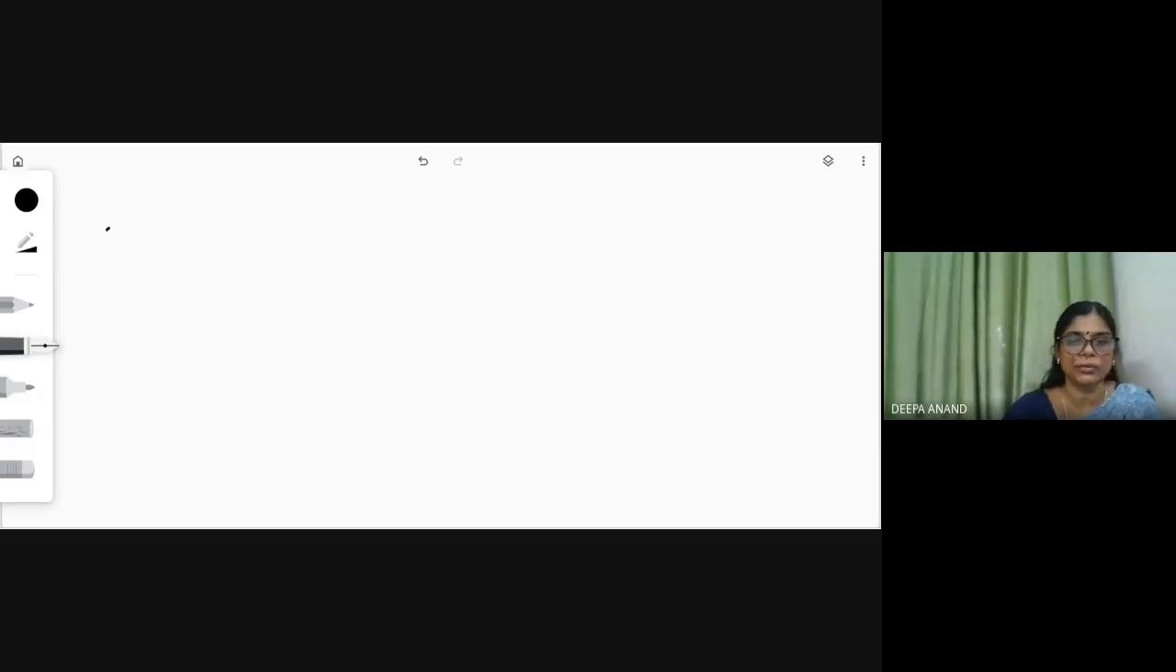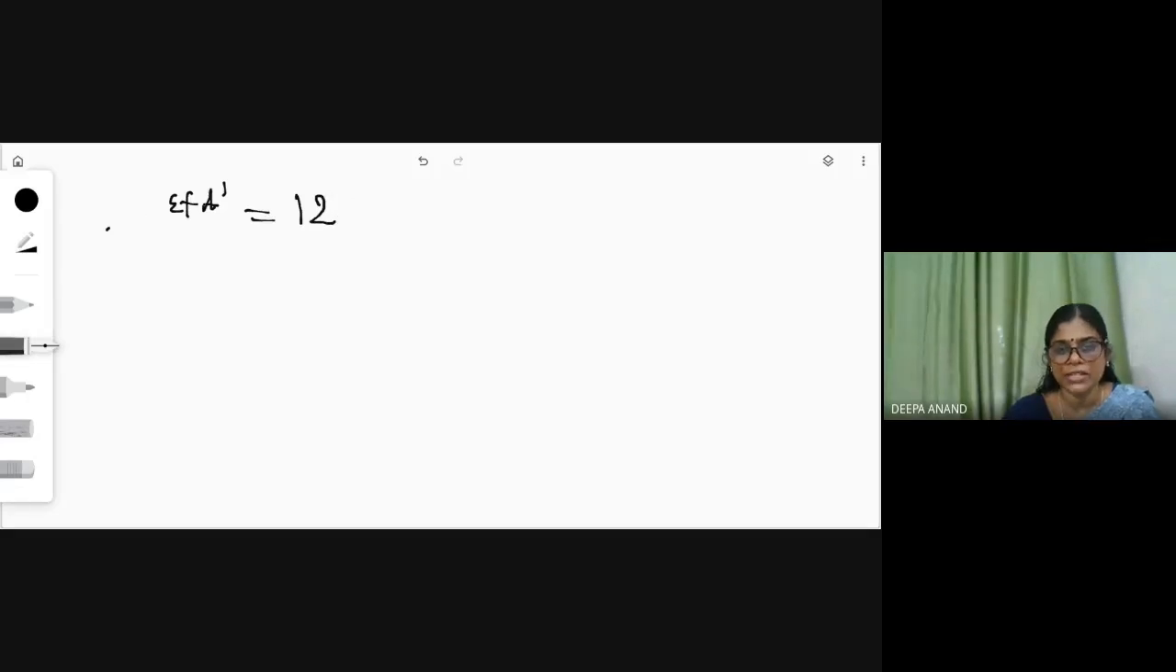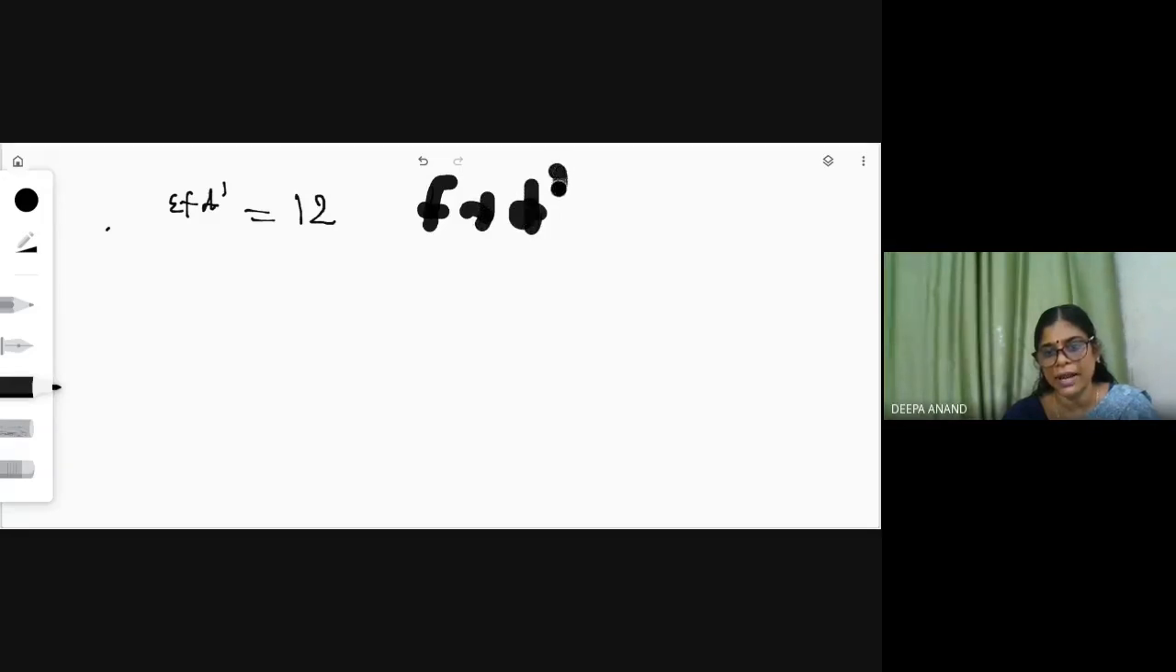I will substitute the values. You have got sigma FD dash. How much did you get? 12. Is there any issue with this? Did you get 12? Sigma FD dash. What is FD dash? F into D dash. What is D dash? -1, -2, all those things. That means D upon 10. That is D dash. So if you do F into D dash in every case, then take the sigma, that means take the total of it, you will get 12.